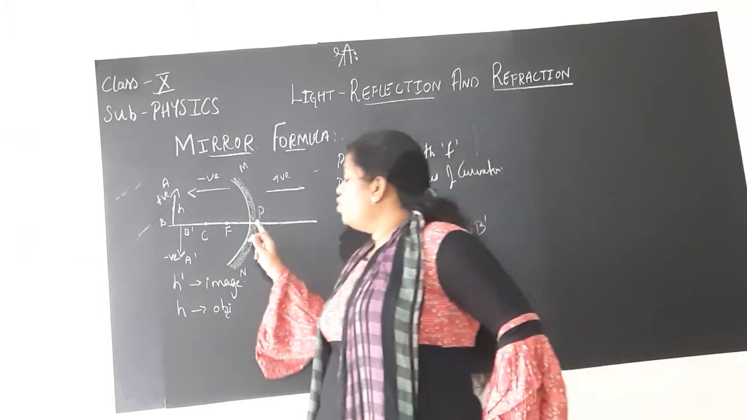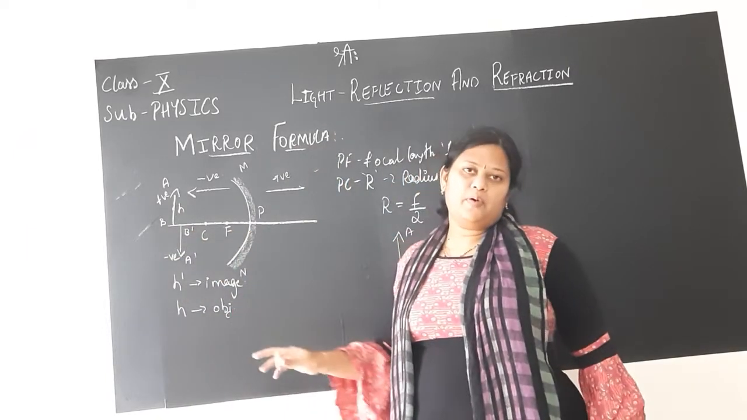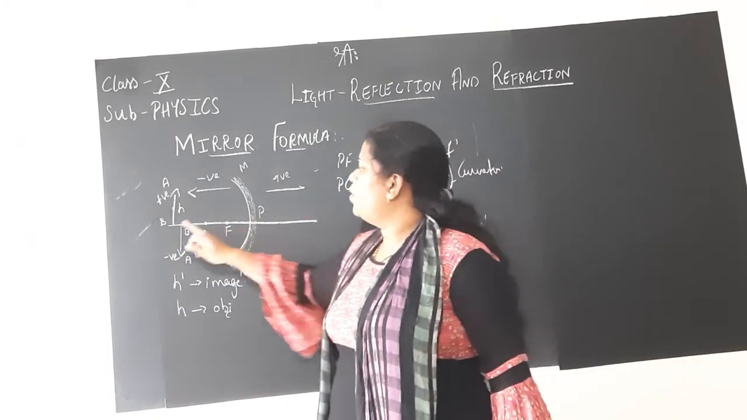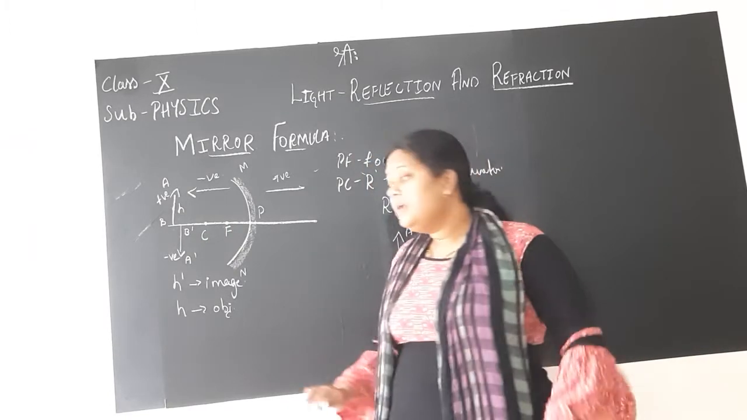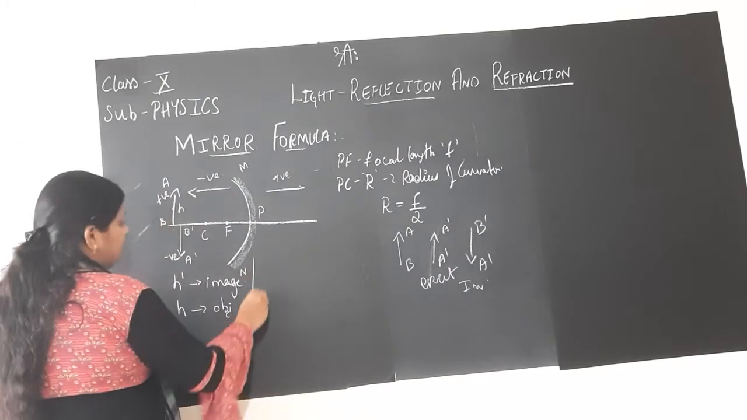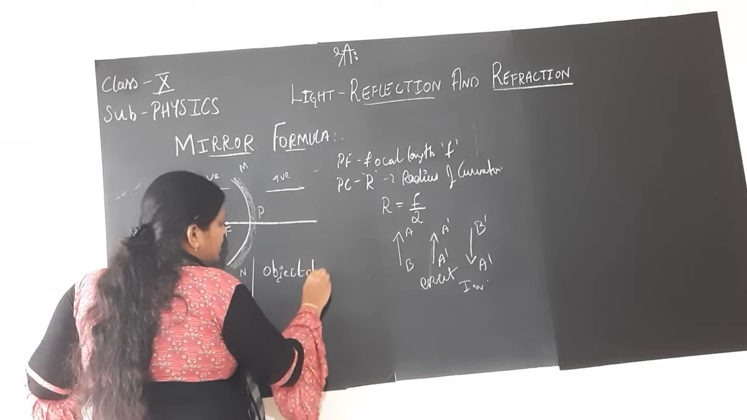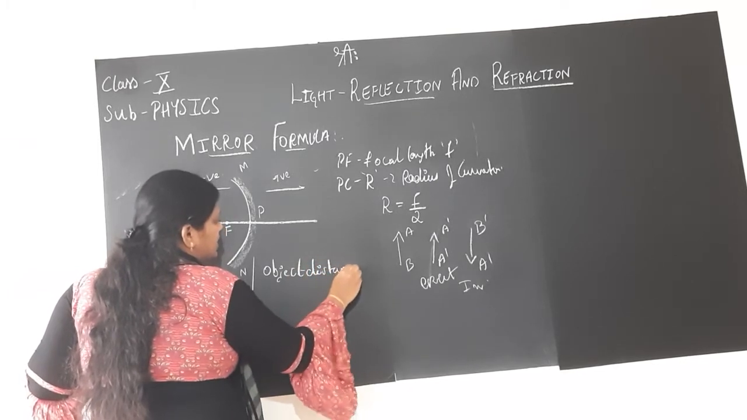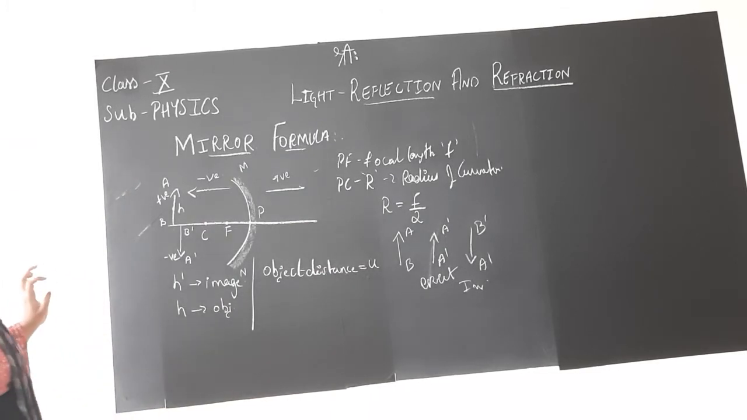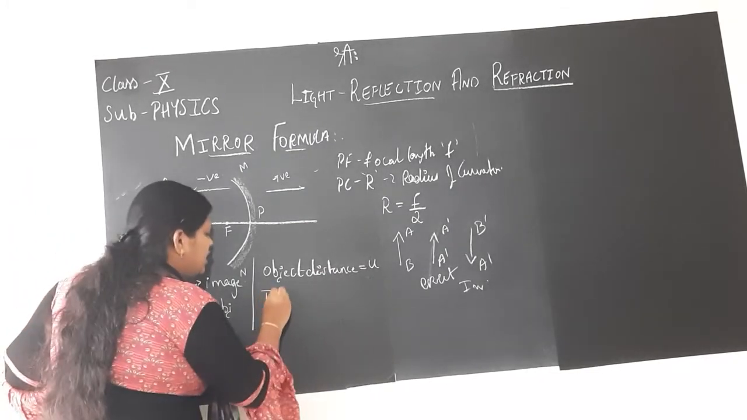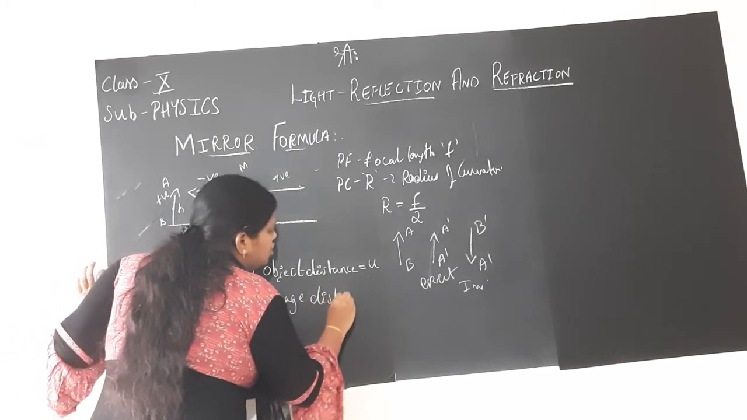We measure all the distance starting from the pole, children. If at all you want to measure at what distance the object is placed from the pole, you measure from pole to the object. So you have to label it with some labeling. What is the object distance? Object distance is represented by small letter u. Small letter u always.